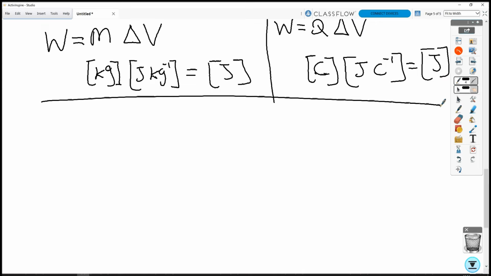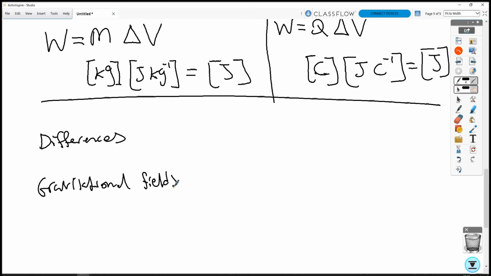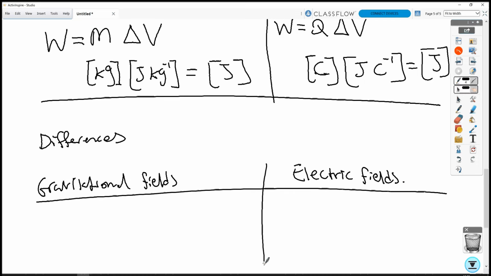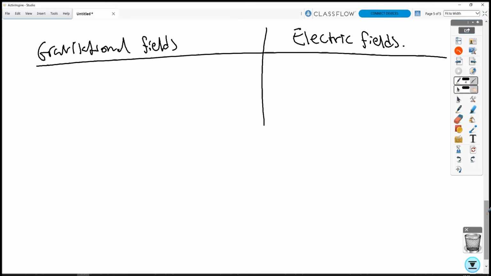Now we'll look at the differences. So we'll do gravitational fields again, and electric fields. Gravitational fields can be attractive only. The electric fields can attract or repel.